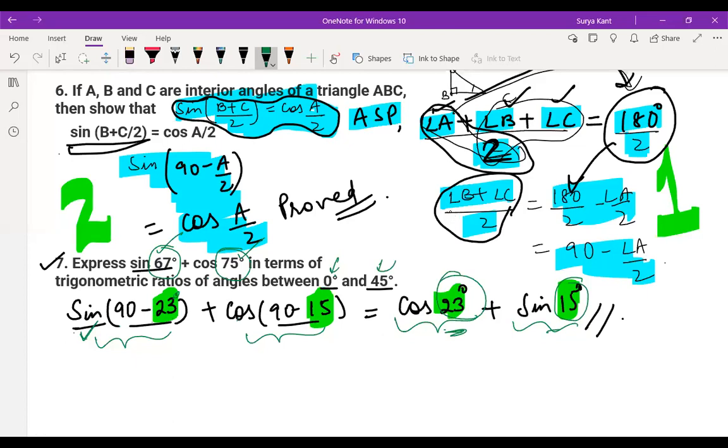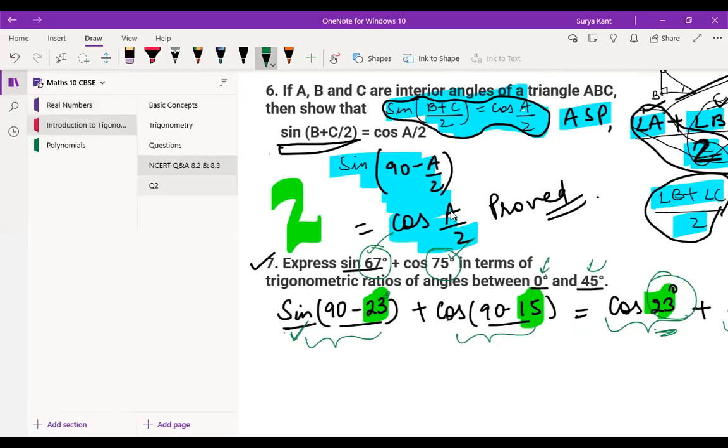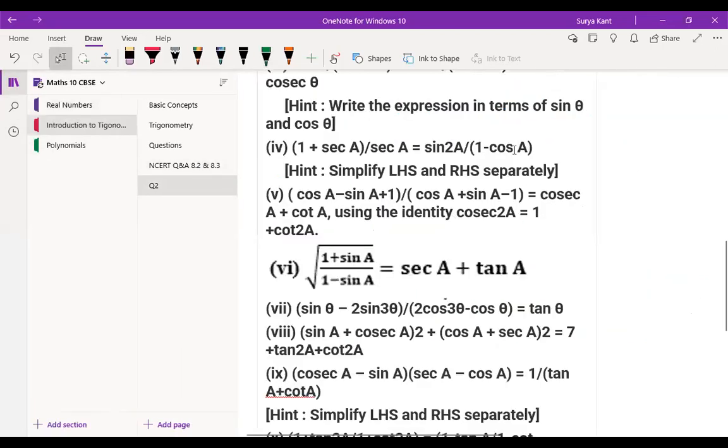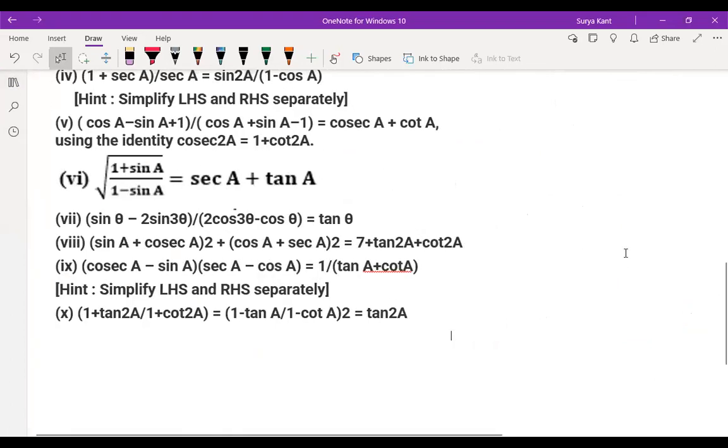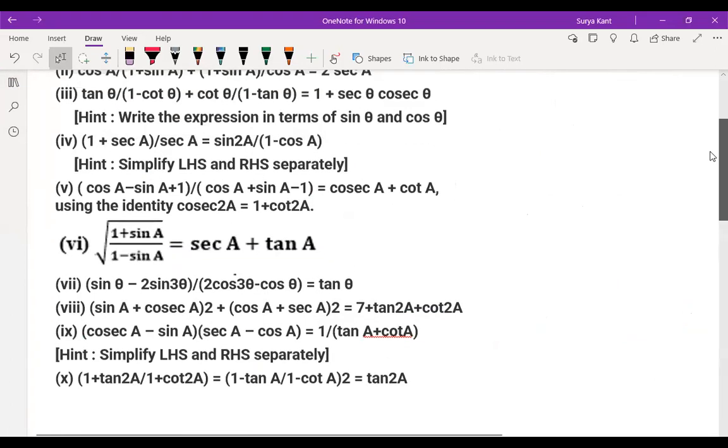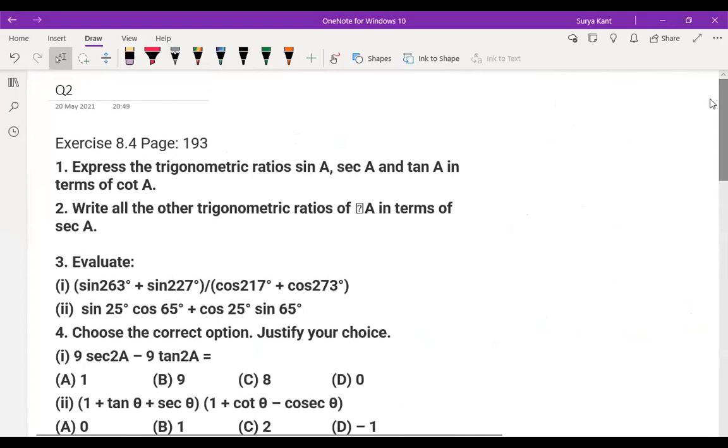All right. Now we are just going to move to the next one, 8.4 I guess. Okay, 8.4 we are doing now. Page number 193, if you see the textbook. So express the trigonometric ratios sine A, sec A and tan A in terms of cot A. In terms of cot A you have to use.